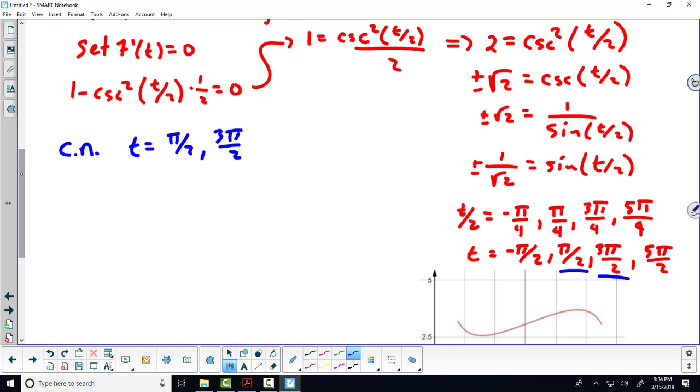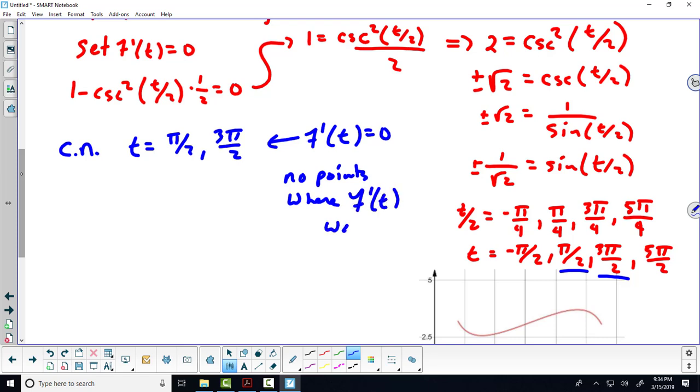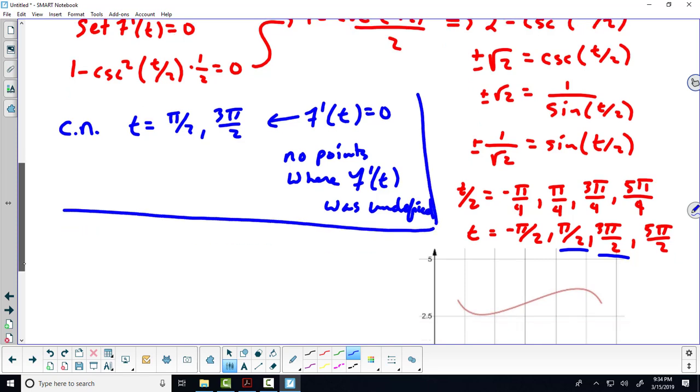These were critical numbers because this is where f prime of t was equal to 0. And notice that there were no points where f prime of t was undefined. Great.